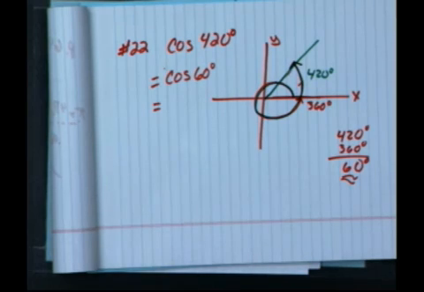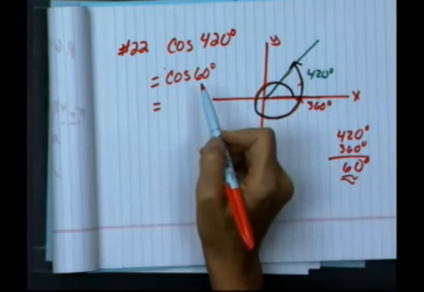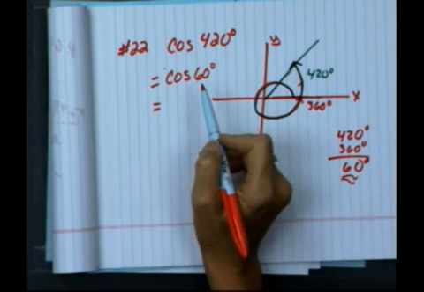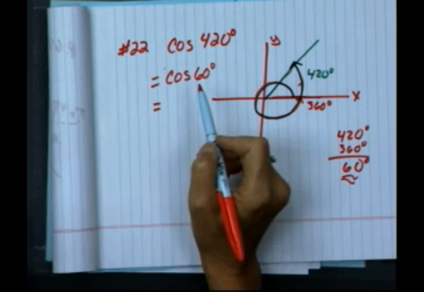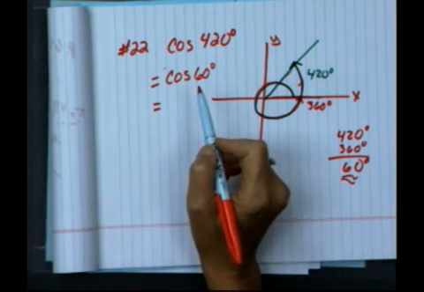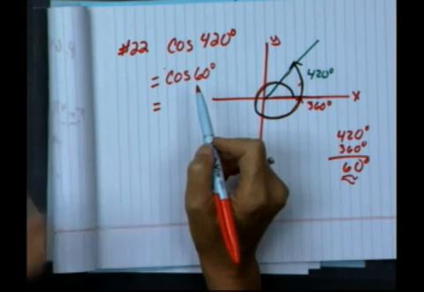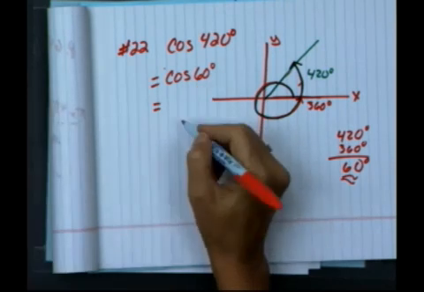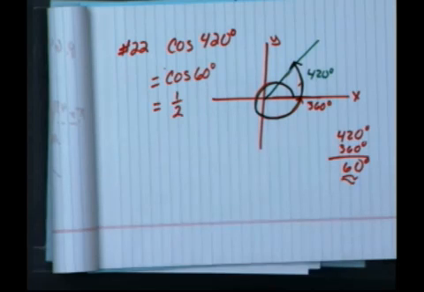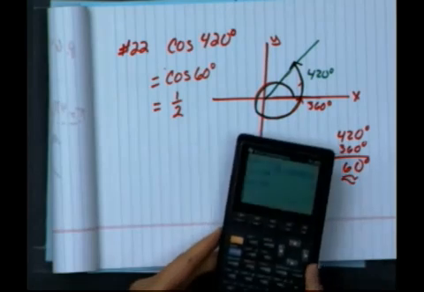60 degrees is one of those special angles you've memorized, right? 60 degrees is a big angle, so you know the side opposite is the big one. So the side adjacent is going to be little. What is the little number? 1/2. Let's verify on the calculator that we got it all correct.